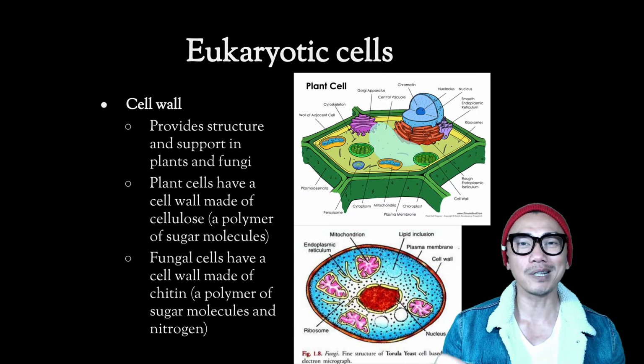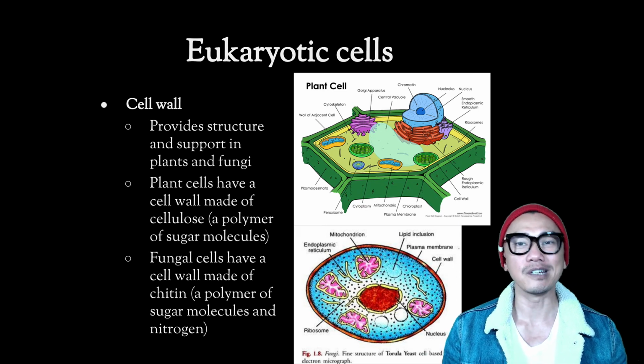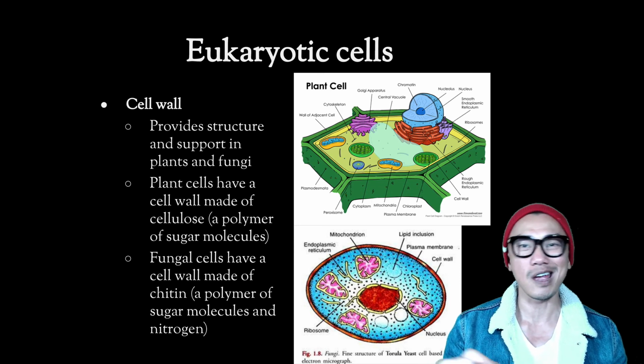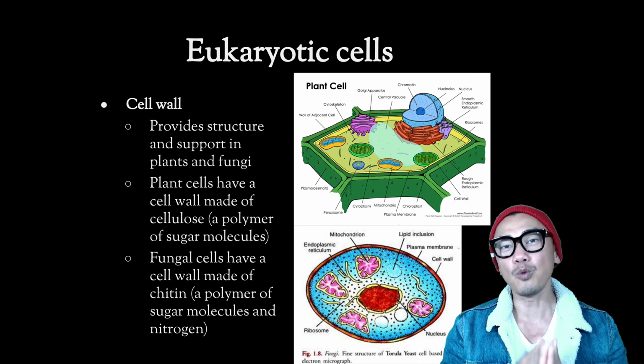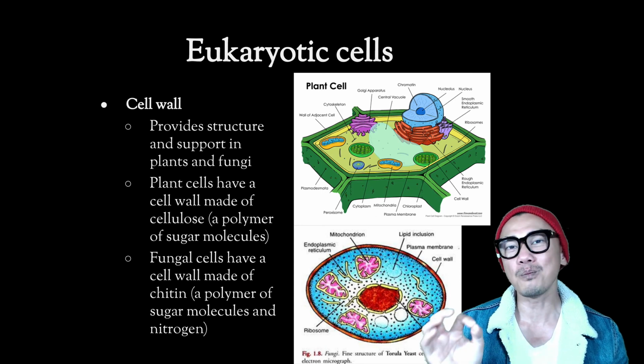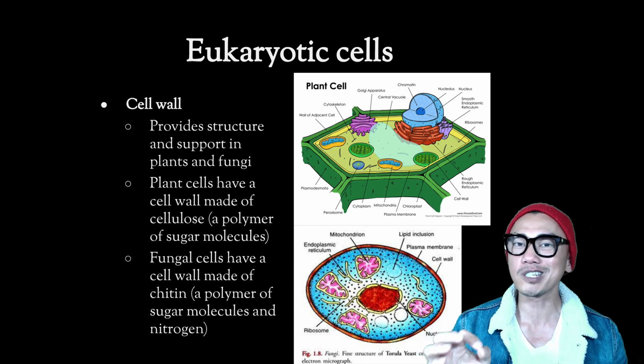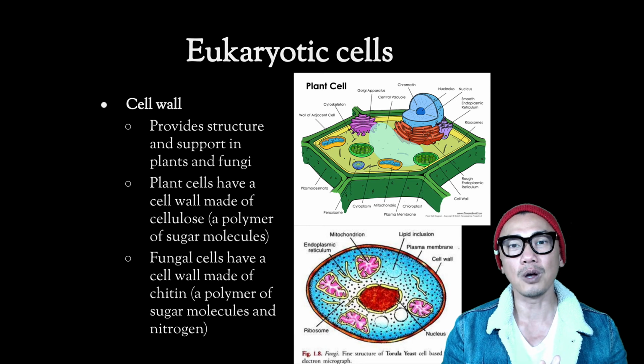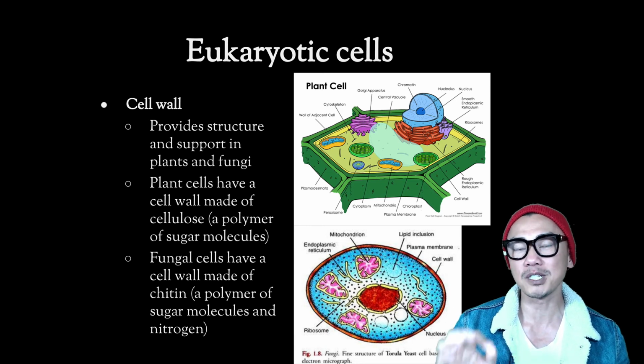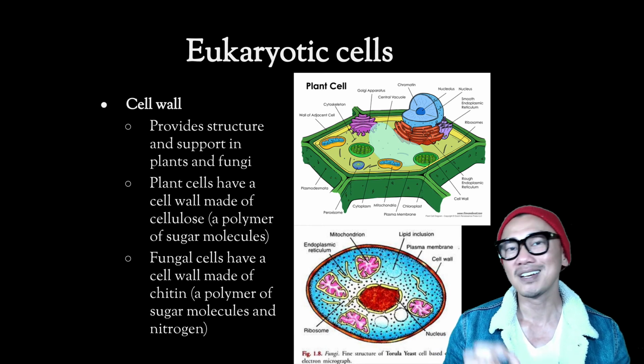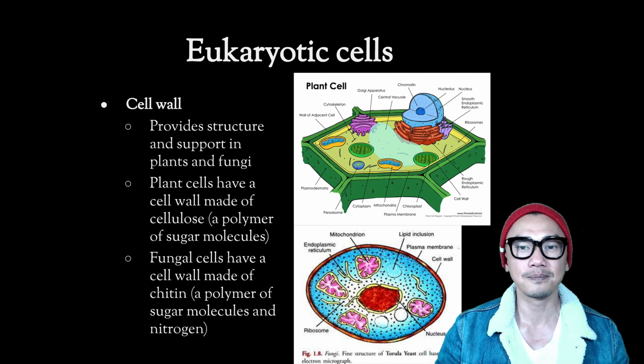The cells of plants, fungi, and algae can also have a cell wall. The purpose of a cell wall is to provide structure and support. The cell walls of plant cells are made up of a carbohydrate called cellulose. The cell walls of fungi are made up of a material called chitin. Chitin is a polymer of sugar molecules and nitrogen.